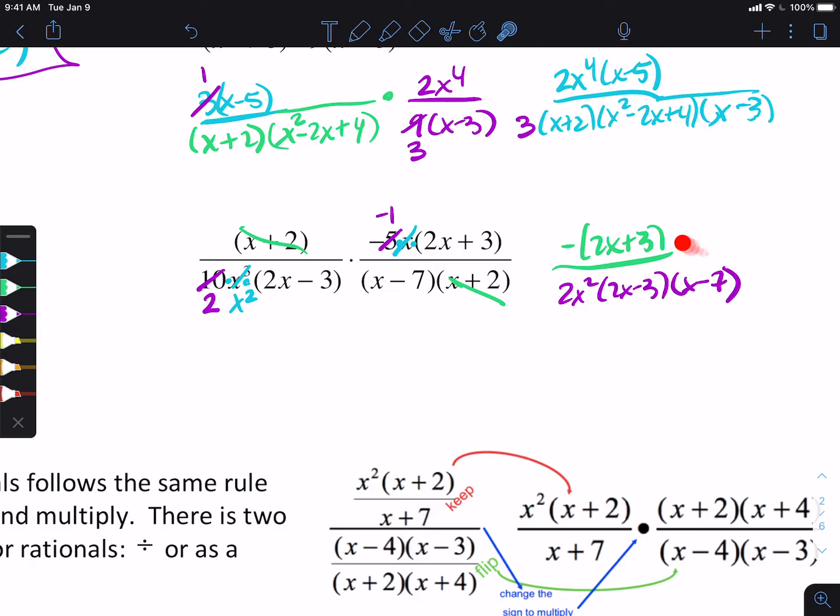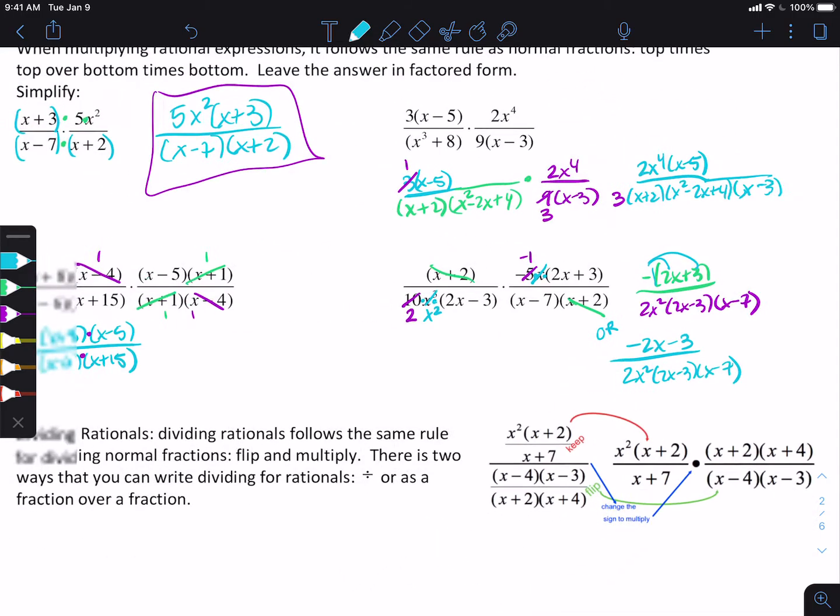And we're not actually doing any of the multiplying. I could choose to distribute this negative through. Sometimes that would be a more conventional way to write it as negative 2x minus 3 over 2x squared times 2x minus 3 times x minus 7. That may be something that is more conventional to have it that way. I'm fine with either of those answers.